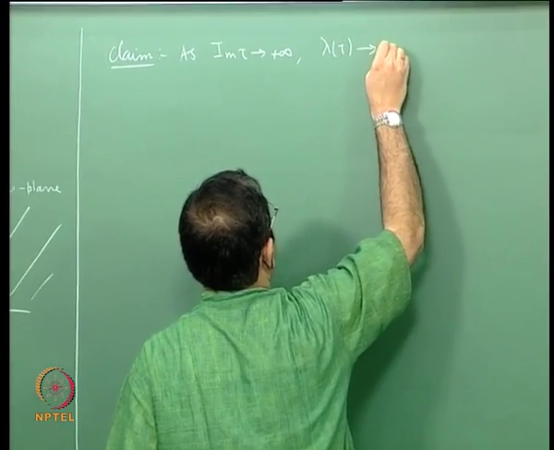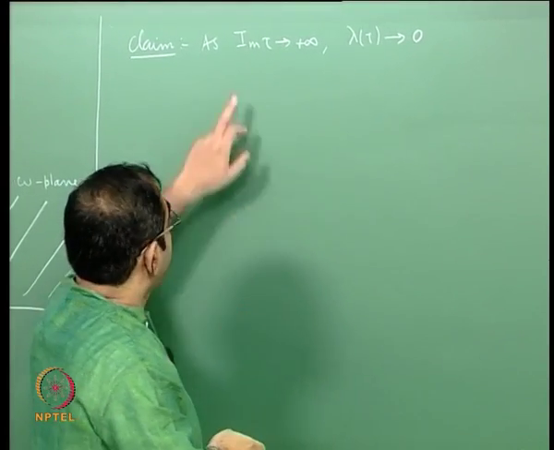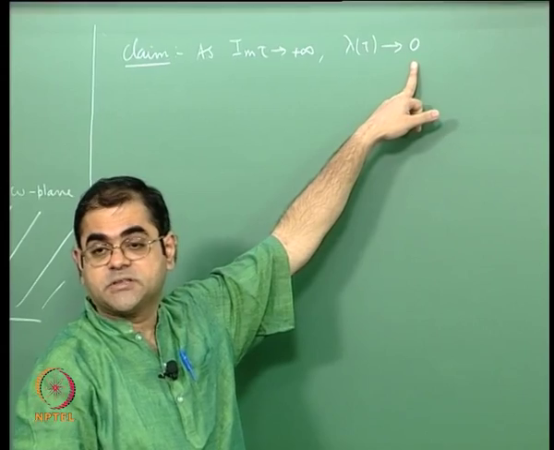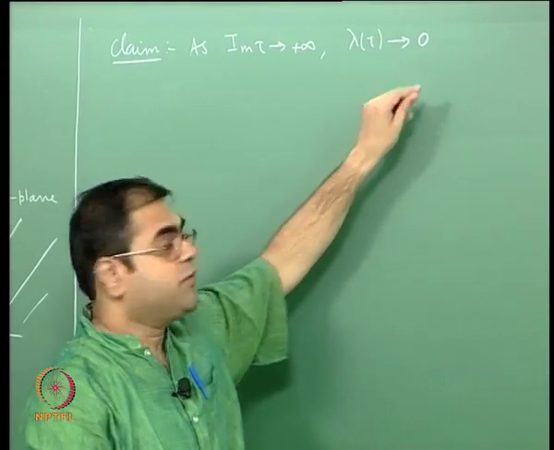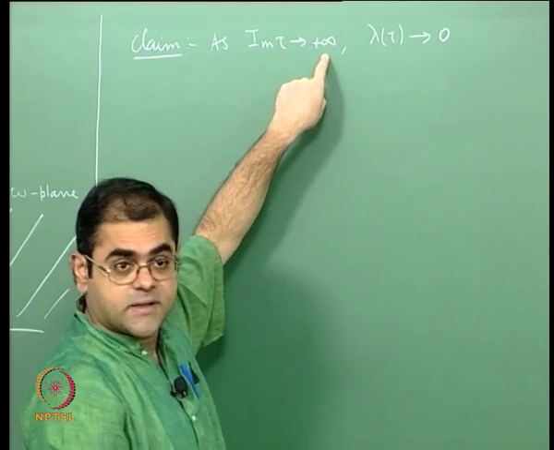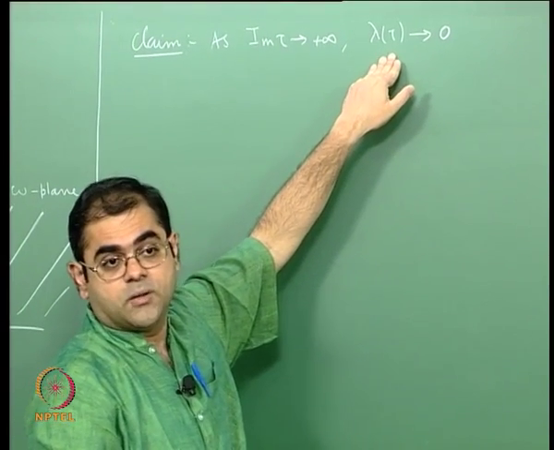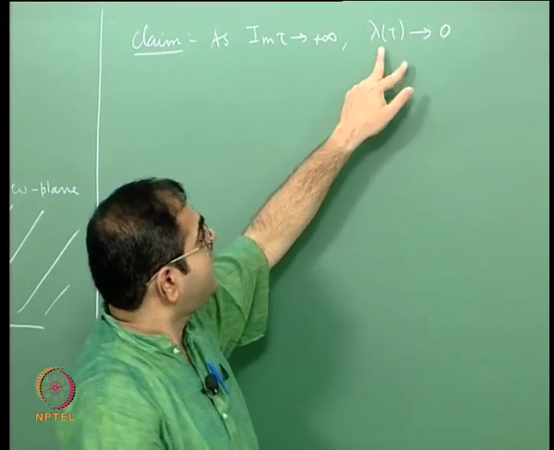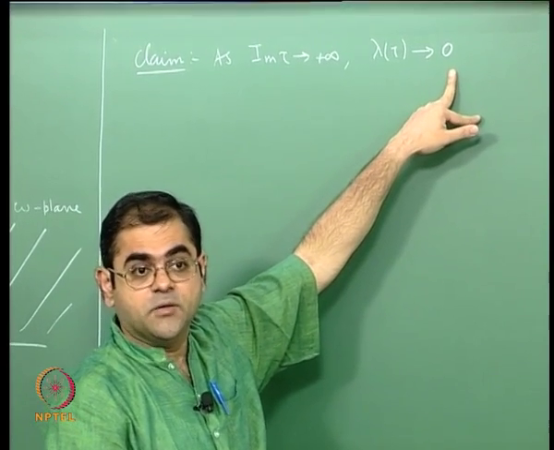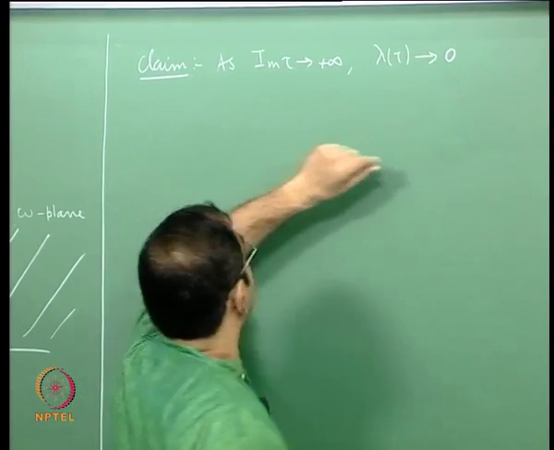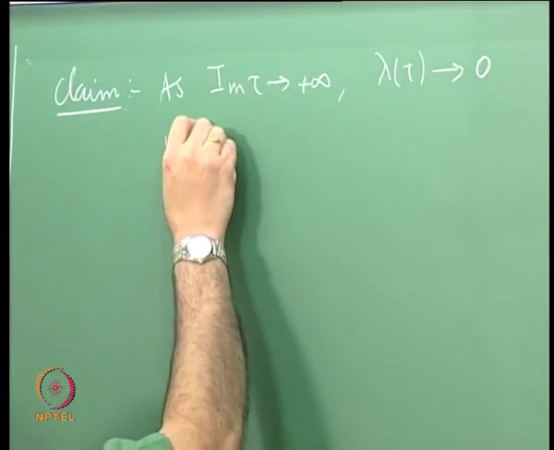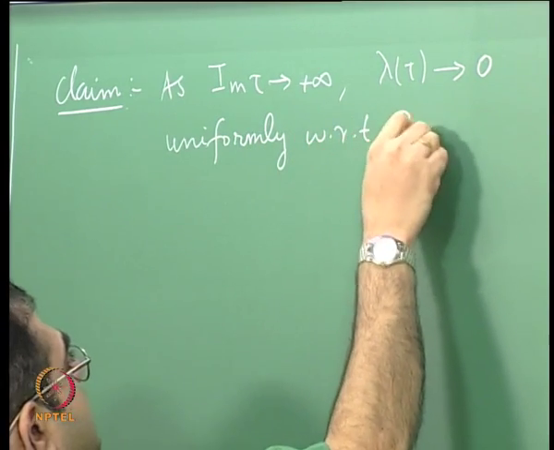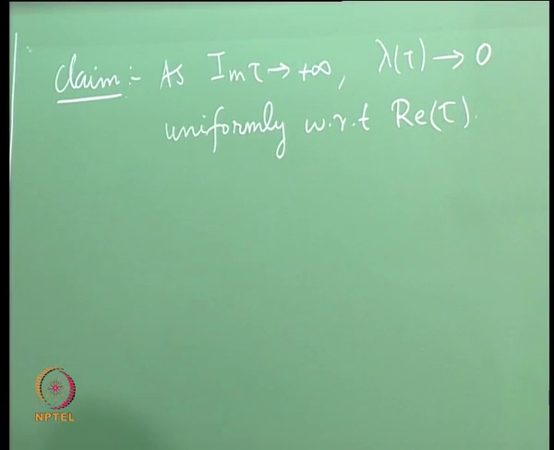tends to 0, and the way it tends to 0 is uniform as a function of the real part of tau. So as you let the imaginary part of tau tend to infinity, lambda of tau will essentially be thought of as a function of the real part of tau, and the way it tends to 0 is uniformly with respect to the real part of tau. So let me write that down, uniformly with respect to the real part of tau. Okay, so this is the claim.